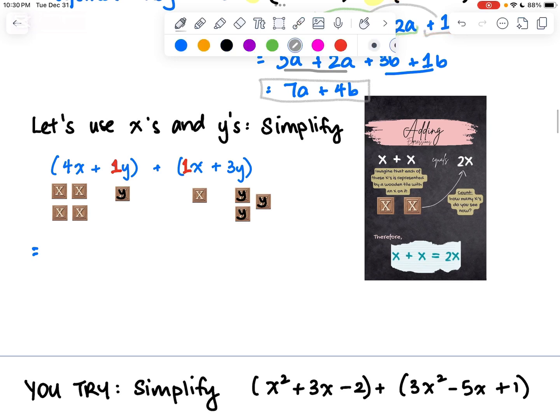Okay, so I'm going to do that here. So once again, I have these invisible positives in front of that bracket. If it wasn't positive, it would actually have a negative sign, which our question doesn't have. So I can get rid of this bracket. Got a plus, I can get rid of this bracket. So let me rewrite what I have. I now have 4x plus 1y, and I'm combining it with 1x plus 3y.